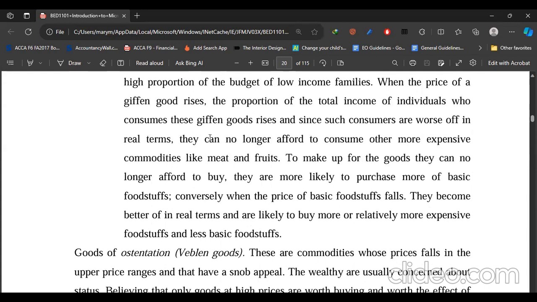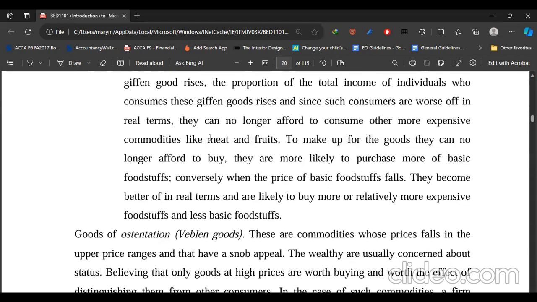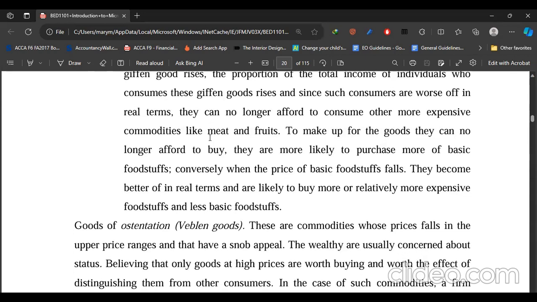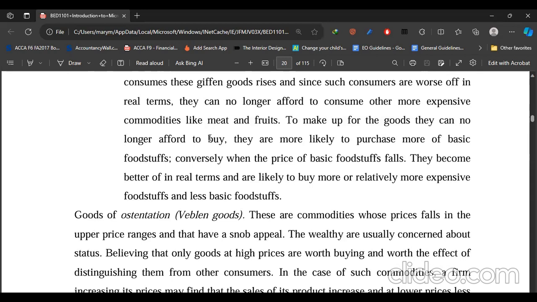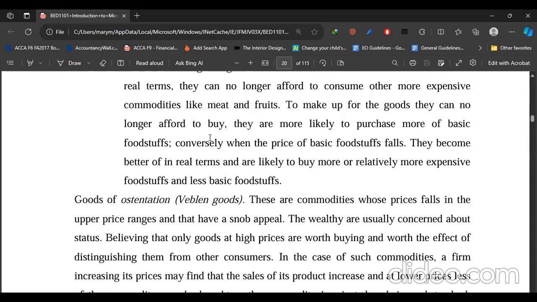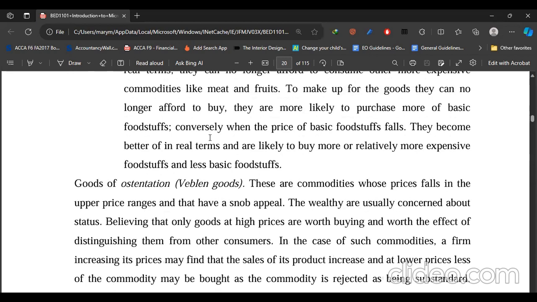To make up for the goods they can no longer afford to buy, they are more likely to purchase more basic foodstuffs. Conversely, when the price of basic foodstuff falls, they become better off in real terms and are likely to buy relatively more expensive foodstuffs and less basic foodstuffs.